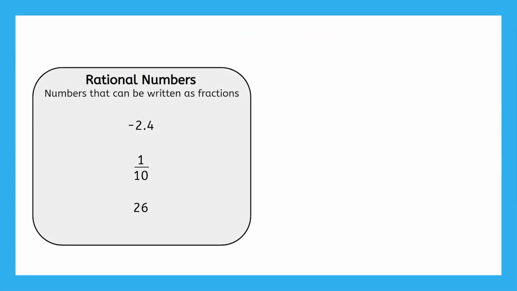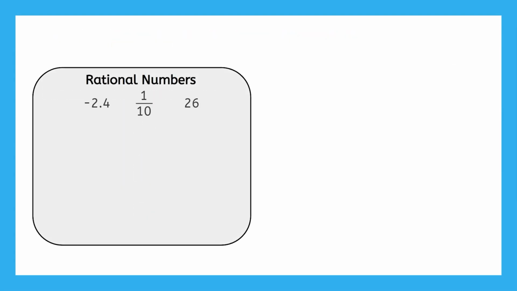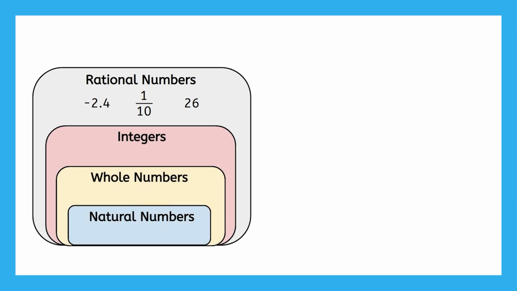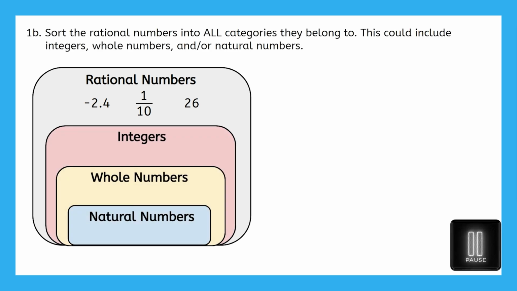Look at the rational numbers here. Do any of them also fit into more specific categories? Pause the video to sort -2.4, 1/10, and 26 into all the categories they belong to. This could include integers, whole numbers, and/or natural numbers.